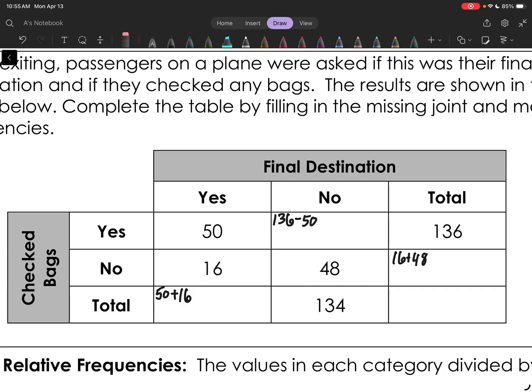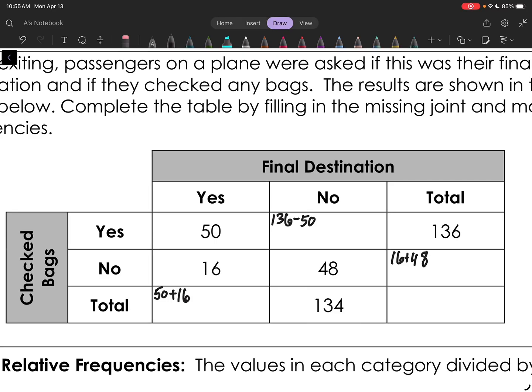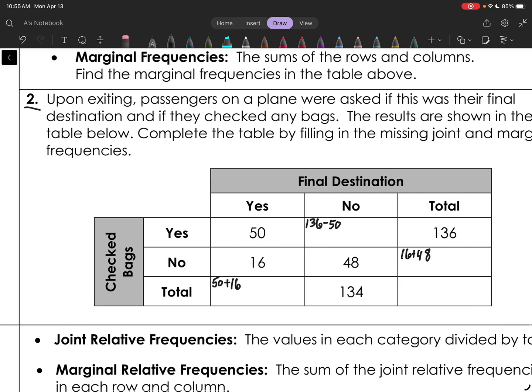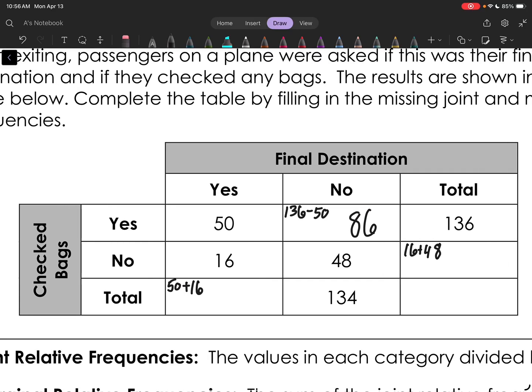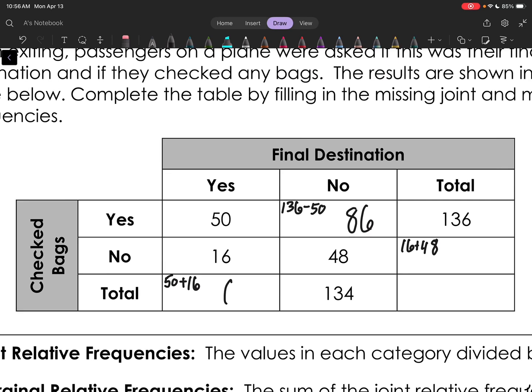For the total column, I have options. I'm going to show you where they are here in a second, so I'm going to leave that one blank just for a minute. Okay, 136 minus 50, that's 86 people said no. Or I could have done 134 minus 48, your choice. That'd be the no column anyway. For the yes column, 50 plus 16 is 66 people.